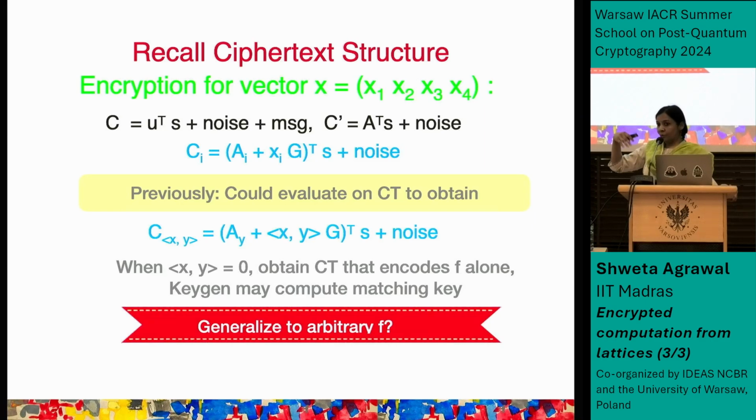Previously, we just saw how to compute linear functions on it. But we can also compute products on it, as we saw in the next slide and as we also saw in yesterday's talk. This is by multiplying G inverse of minus A2 to the first encoding and multiplying X1 to the second encoding and adding the two. So then we end up with sum A plus f of x G. Now if f of x is 0, then once again you will end up with A sub f S plus noise, and this is something that the key generator could give you a key for.